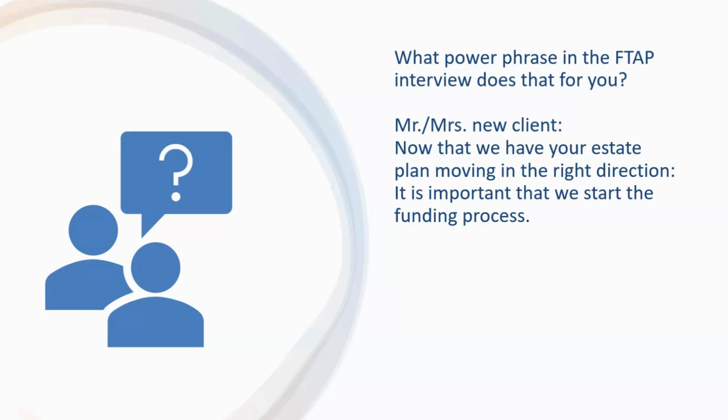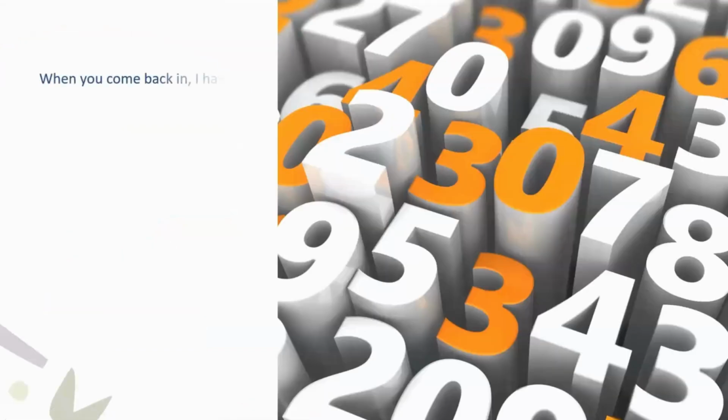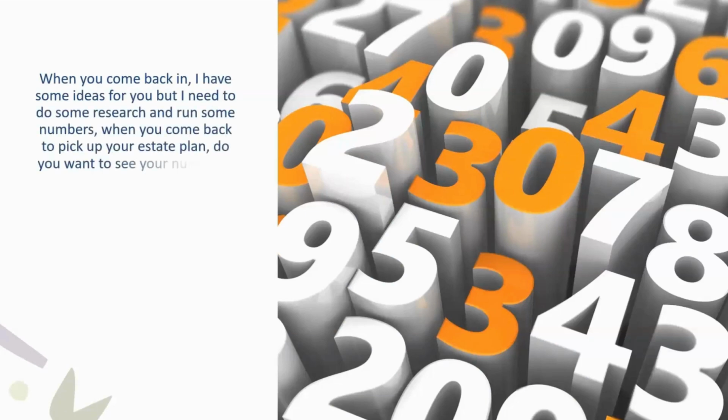After you do the front end sale, it's time now to move into setting the stage for the back end sale. And that's what we talked about last week. So when you come back in, I have some ideas for you, but I need to do some research and run some numbers. And when you come back in to pick up your estate plan, do you want to see your numbers? If you're not asking that question, you're not going to make it to $250,000 doing 10-7-3-1. You might get there, but you're going to work a lot harder to get it.